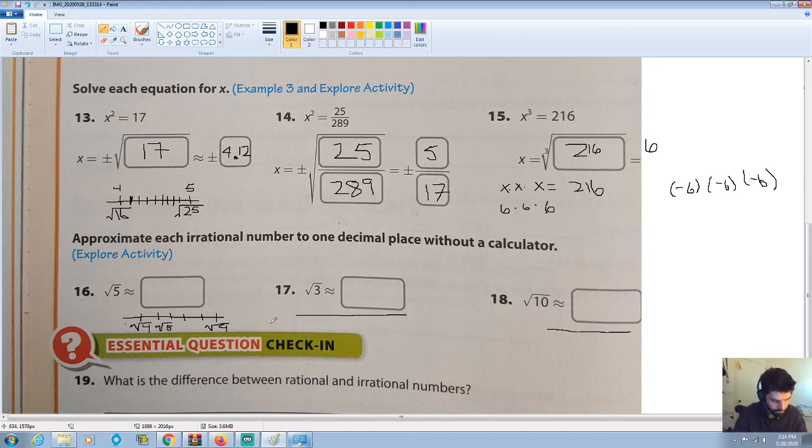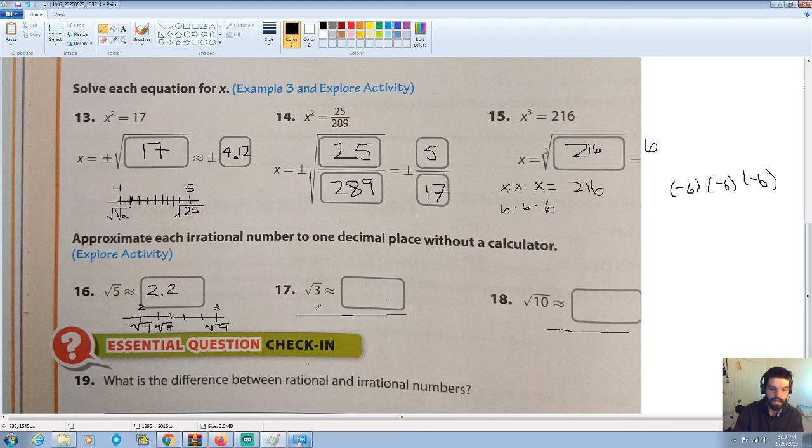So what we're going to do here is this is going to be 2, this is going to be 3. So the square root of 5 is going to be 2 point, and then 1, 2, 3, 4, 5. So it's going to be 5, and it's going to be 1/5 of the way to the next perfect square. So the square root of 5 is going to be 2.2 to one decimal place, because 1 divided by 5 on this number line would be 0.2.